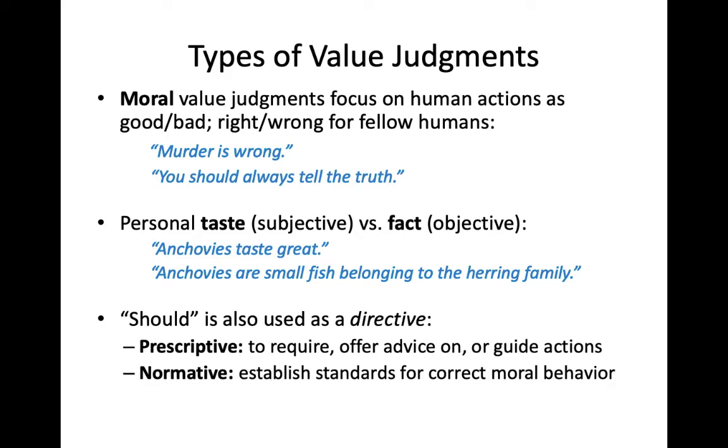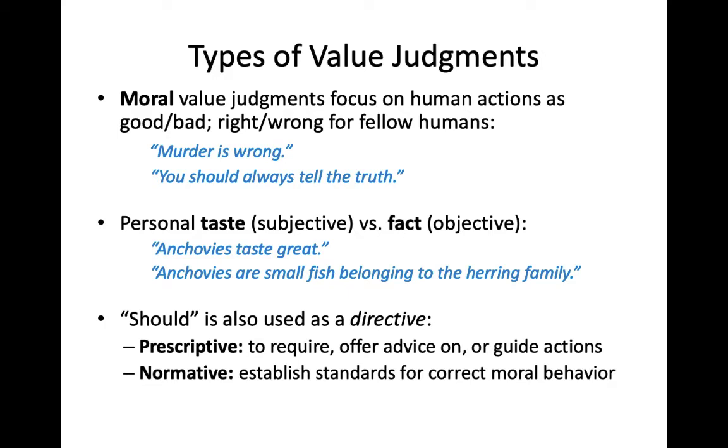Okay, so there are different types of value judgments. Moral value judgments focus on human actions as either good or bad, right or wrong for fellow humans. For instance, we say murder is wrong. Murdering humans is wrong. Or you should always tell the truth. Now again, value judgments can be used as premises in arguments, or they can be conclusions. And we can make arguments for thinking murder is wrong, or arguments for believing that we should always tell the truth. But then again, these principles, after we give the arguments for accepting them, are also used to ground further, more specific decisions, like whether or not this particular case of what appears to be murder is wrong, etc.